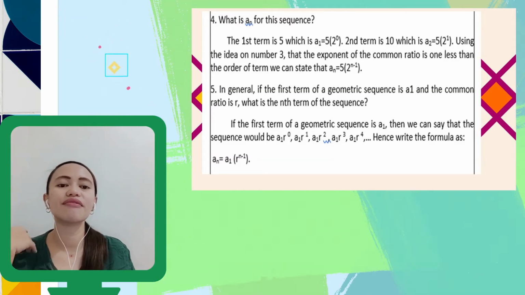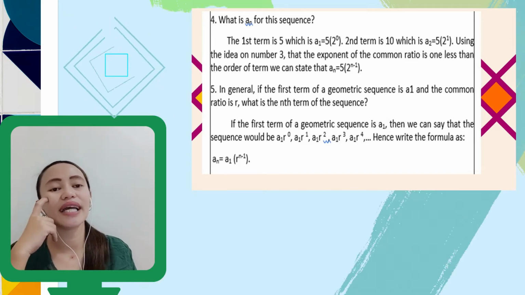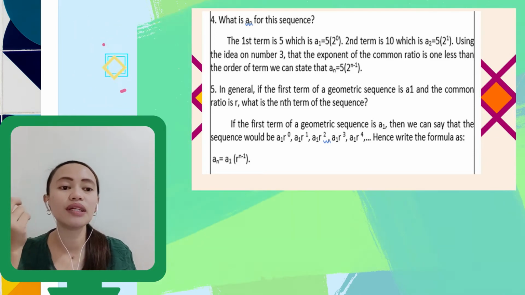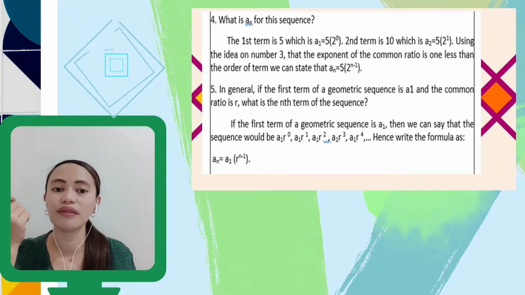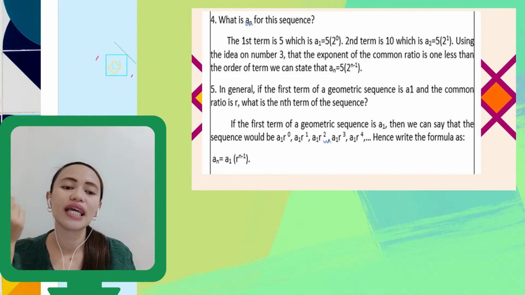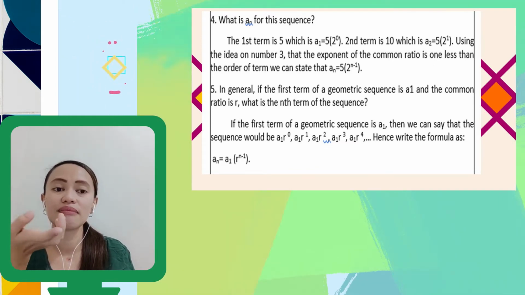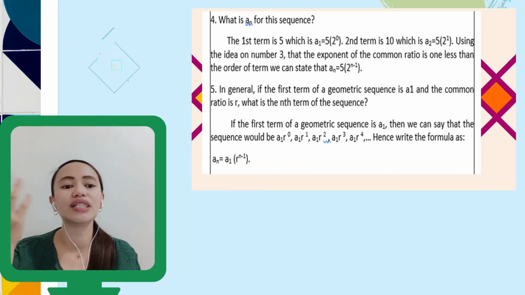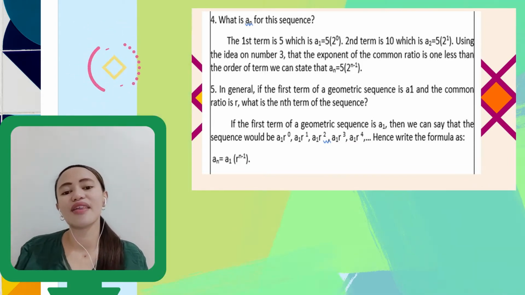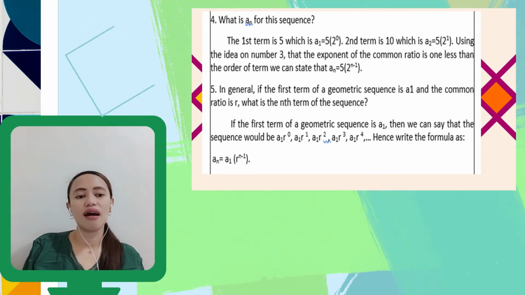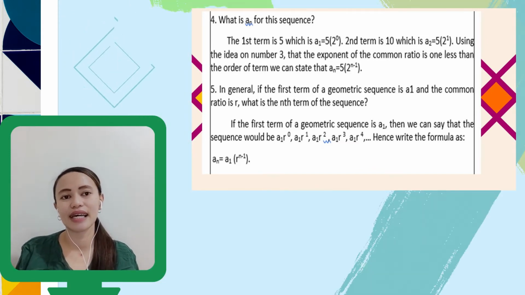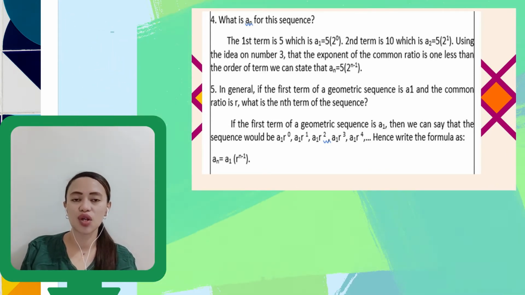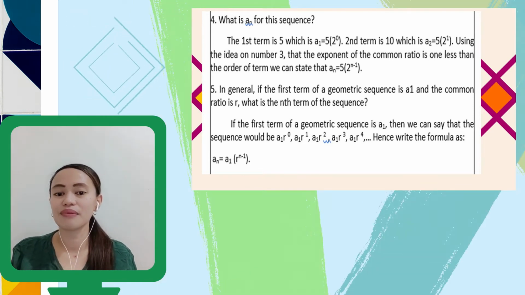The first term is 5. Using the idea on number 3, we can say that the exponent of the common ratio is 1 less than the order of the term. So we can state that a sub n is equal to 5 times 2 raised to n minus 1. So for the general term of the geometric sequence, the nth term is equal to the first term times the common ratio raised to n, the number of terms, minus 1.